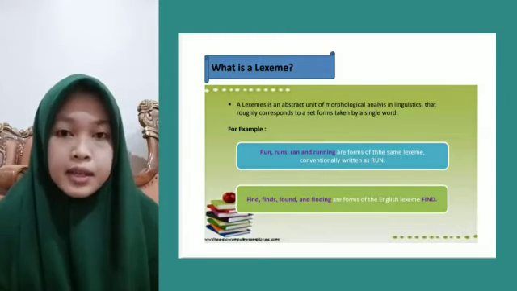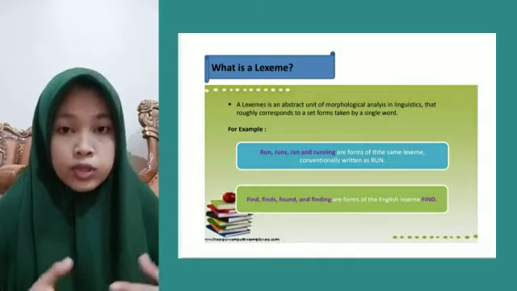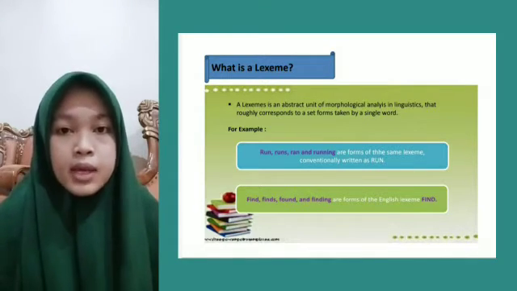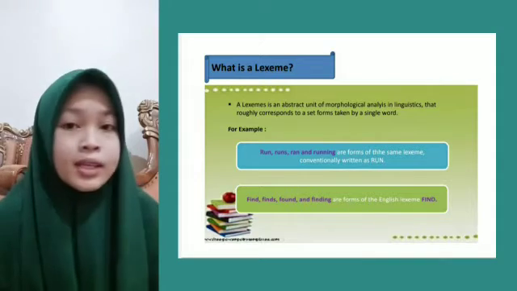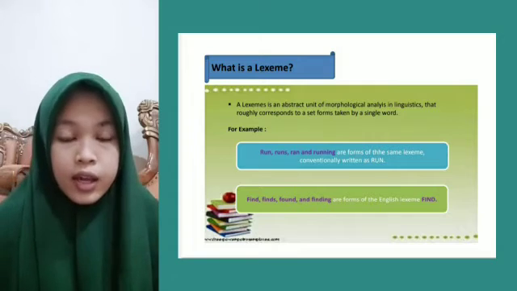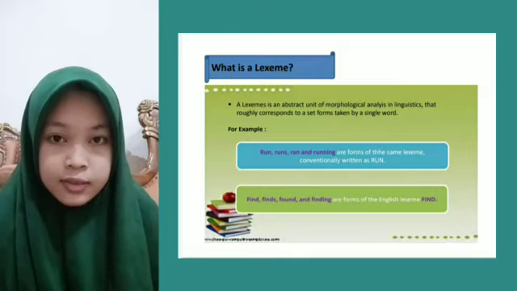So, a lexeme is an abstract unit of morphological analysis in linguistics that roughly corresponds to a set of forms taken by a single word. For example, run, runs, ran, and running are from the same lexeme, conventionally written as run.